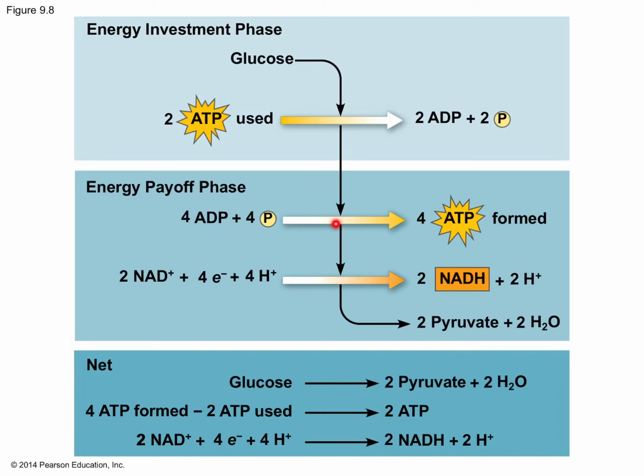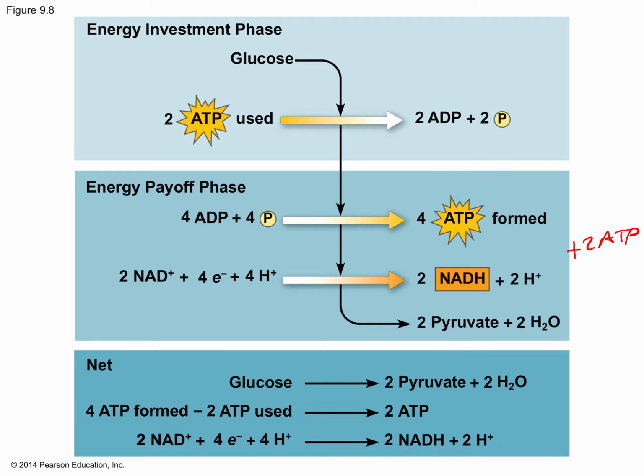In the payoff phase, as the reaction goes forward, enough energy is given off to add 4 phosphates to 4 ADPs, making 4 molecules of ATP. So we use 2 in the investment phase, but we get 4 in the payoff phase. What is our net profit? Plus 2 ATP. So 100%, right? We've spent 2, but made 4. We have 100% on our money, so to speak, here.